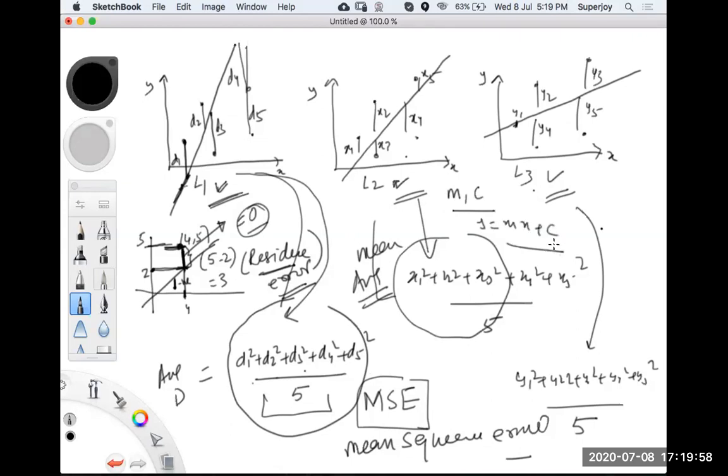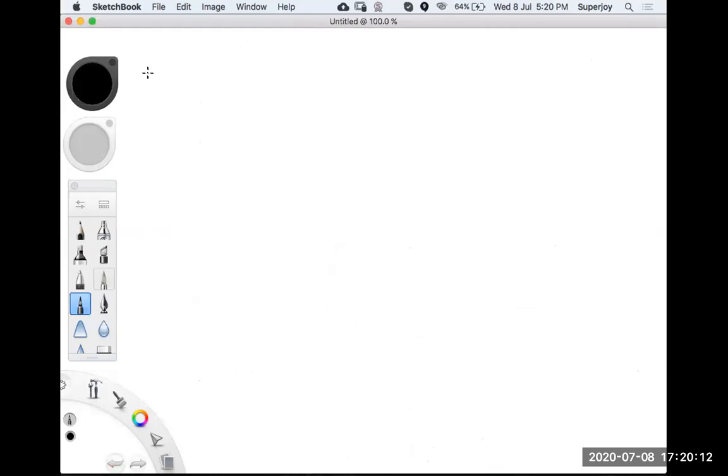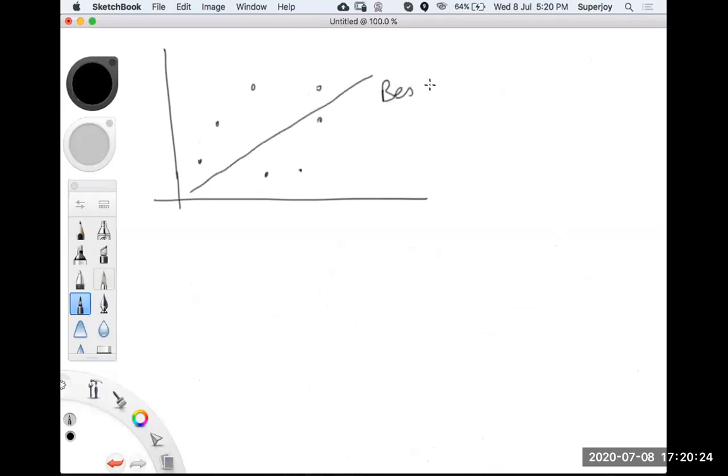Because now there are infinite possibilities. If I summarize linear regression for you, these are the points, and now we have to find out the best fit line. What would be the best fit line?